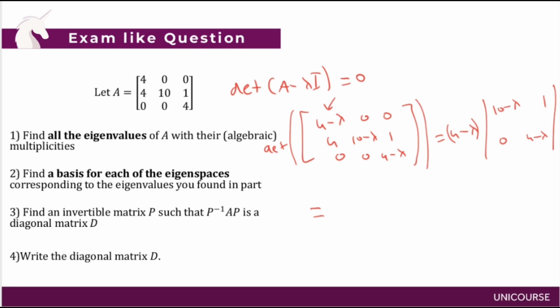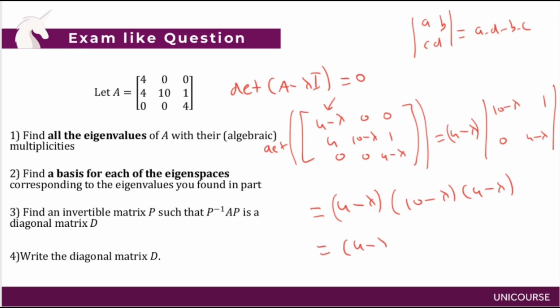Now let's recall the rule for a 2 by 2 determinant. For the matrix A, B, C, D, the determinant is A times D minus B times C. So what do we get here? 10 minus lambda times 4 minus lambda minus 1 times 0, which is just 0. So the whole thing becomes 4 minus lambda times 10 minus lambda times 4 minus lambda. And if we tidy that up, it is 4 minus lambda squared times 10 minus lambda.